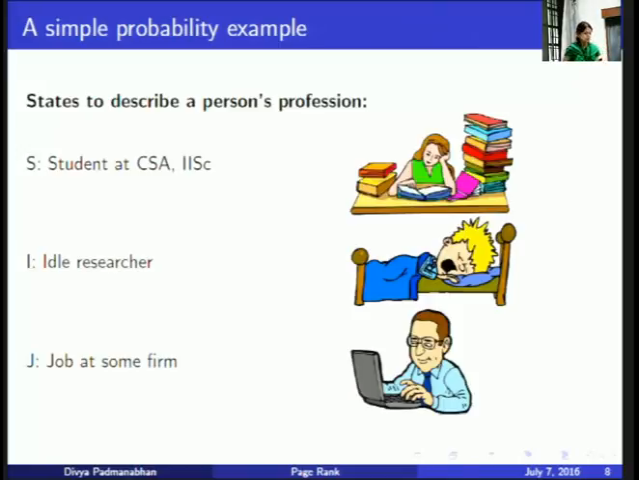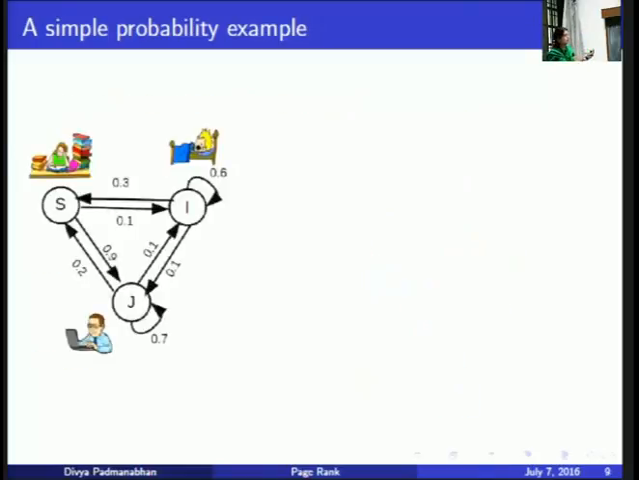I'm denoting S as a student in CSA, I as the idle researcher, and J as somebody who's doing some job. I'm interested to see how a student transforms to any of these cases, or either way, whether it's possible to move from one state to the other. None of these things are permanent, right? Nobody is going to be a student always. So to denote this, I have a graph.